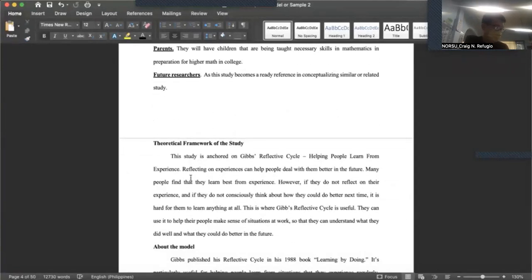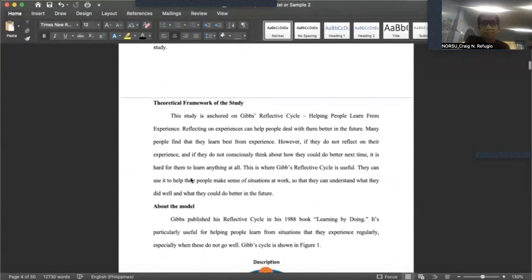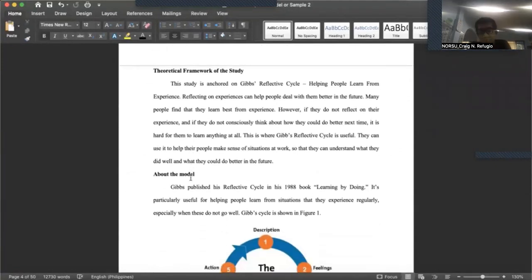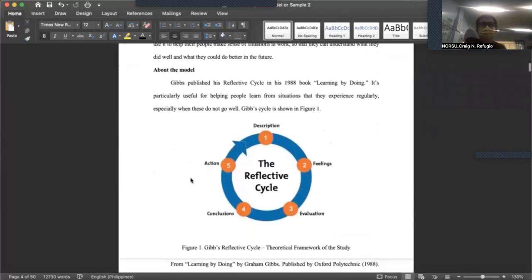The theoretical framework, we discussed that one already in many consultation periods. So I'll skip that one. Remember that you are going to copy the theoretical model for this, but you are going to justify why this model is applicable to your own research proposal.